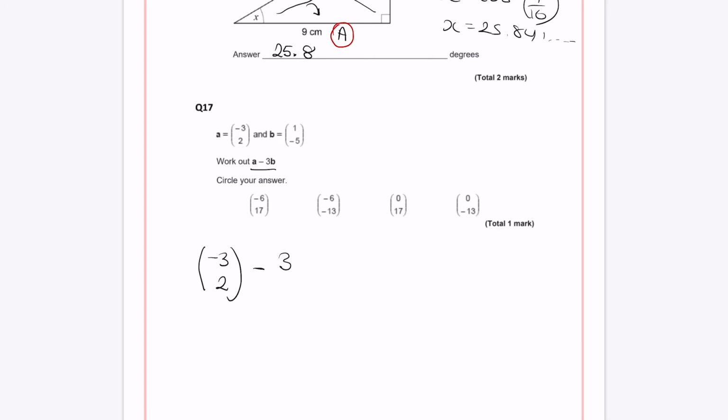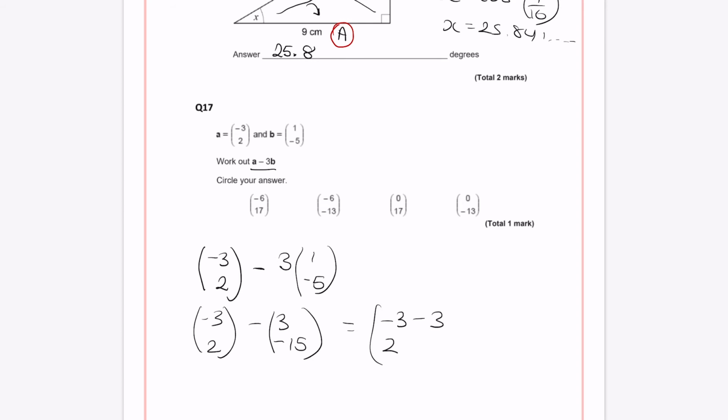And then we've got minus 3 lots of B. Now what that means is everything inside B, I've got to times by 3. So that's going to be 3 times 1, which is 3, and 3 times minus 5, which is minus 15. And now I've got 2 minus 3, minus 3, and 2 minus 15, which becomes plus 15. So on the top, I've got minus 3, so minus 6. So immediately that rules these two out. And then 2 plus 15, which is 17. So the answer is that first one.